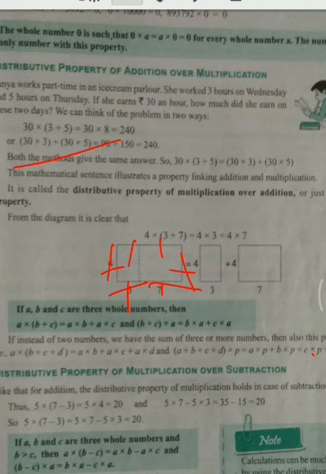Now, student, if we want to find that, then what you will do: if a, b and c are three whole numbers, then you can say a into (b plus c) is equal to a into b plus a into c. Okay, got it? Or if you want to change the place, that is also okay. If you want to write (b plus c) into a, then also you can write the same answer. Okay, got it?